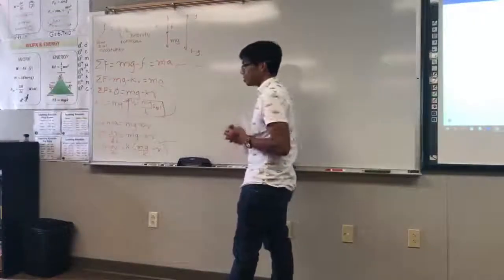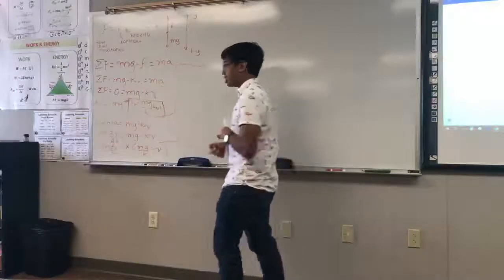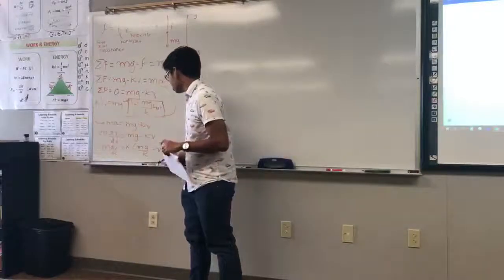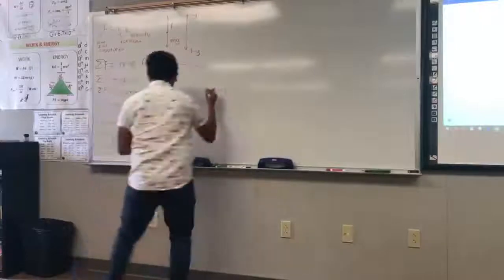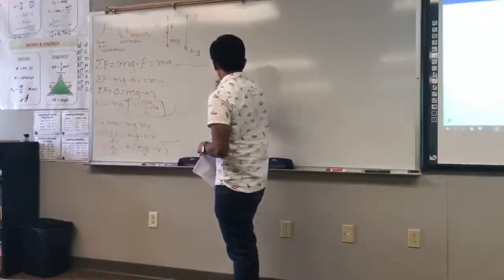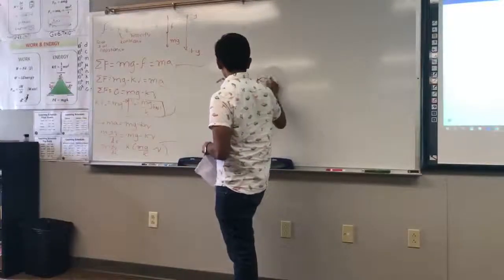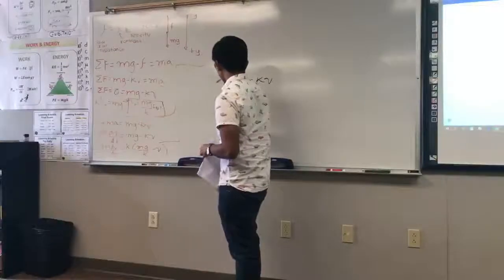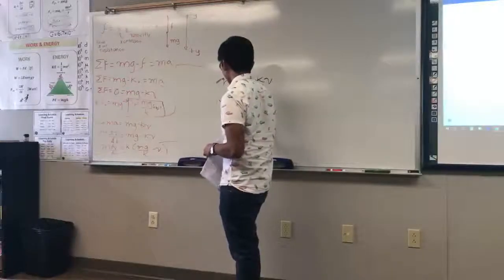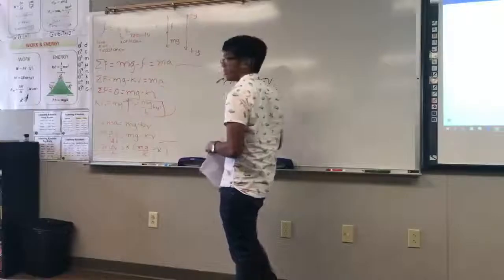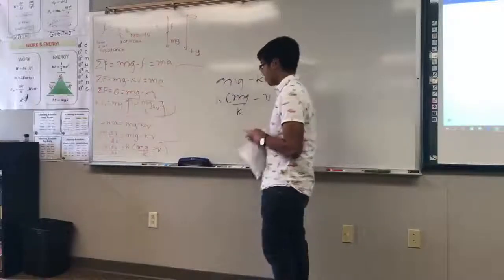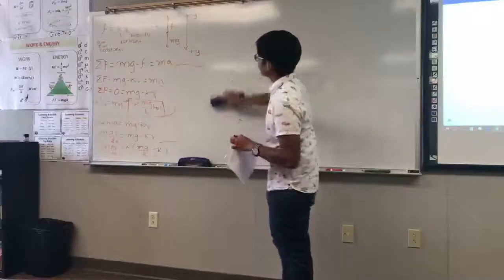So I'm going to start using a different color. Wait, how did you get from here? mg minus, yeah. You have mg minus kv. If I take out a k, it's like divided. You see, I have to put a k down here to cancel it out. Oh, so you just factored out a k? Yeah. Okay.